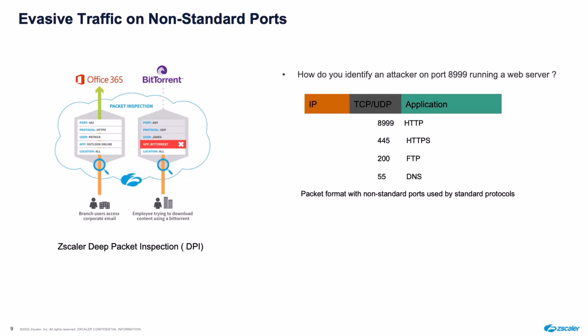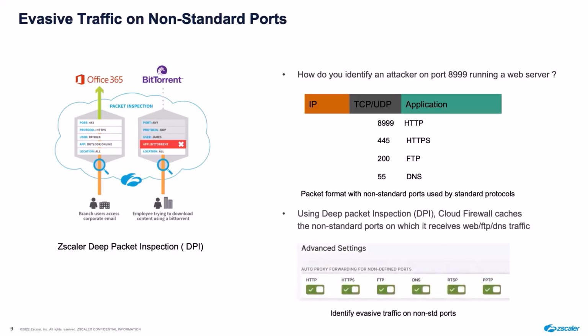And also, we provide some advanced settings on the platform, which enable you to auto proxy forward for non-standard ports. What this means is if a customer has an application which is running on a non-standard port, Zscaler will automatically use DPI to identify the underlying application, and it will cache that information so that next time customers don't have to create a manual policy to allow that particular port and protocol.